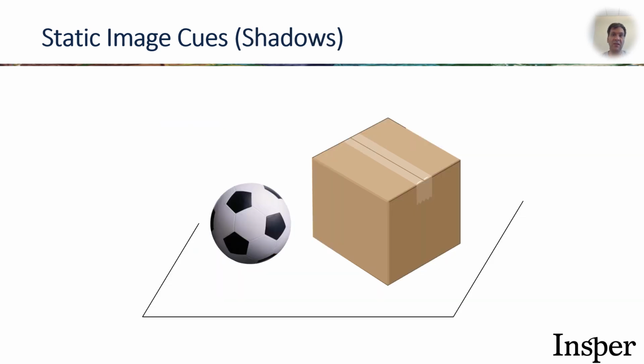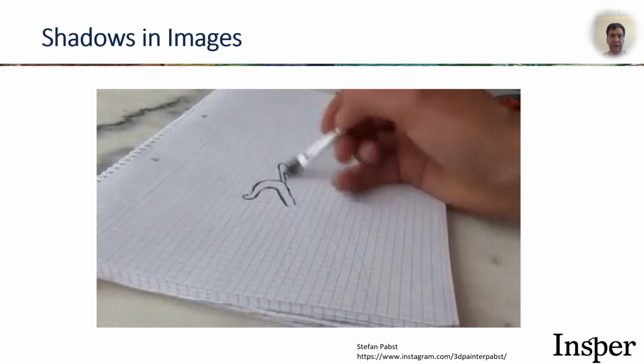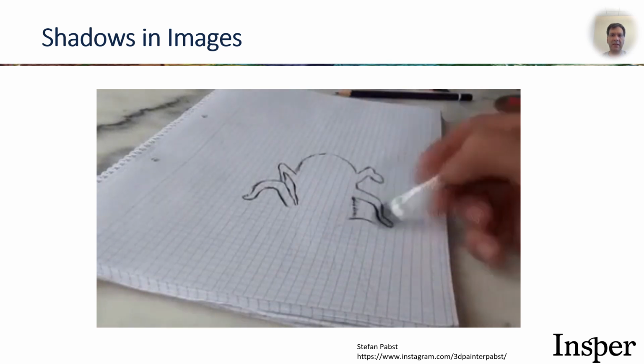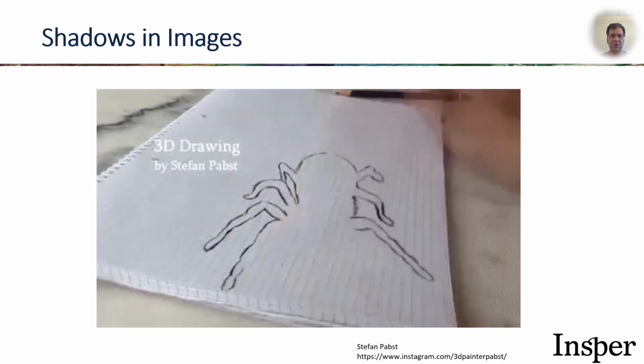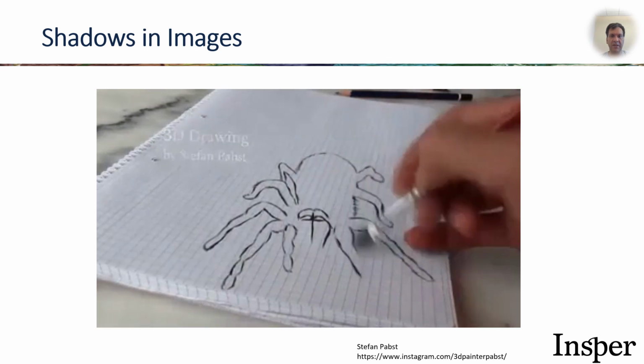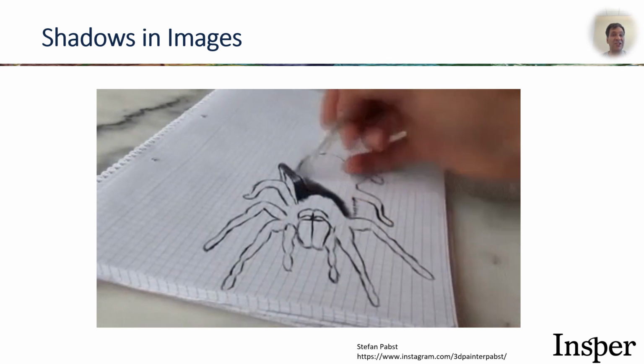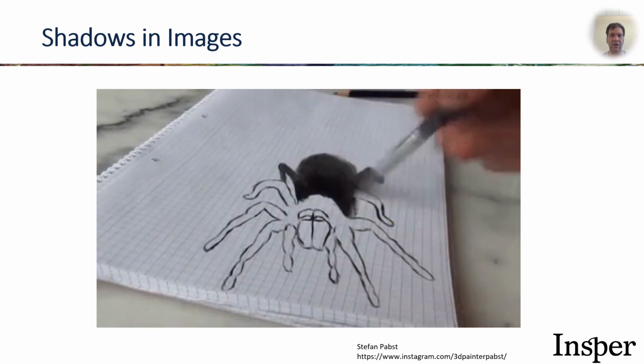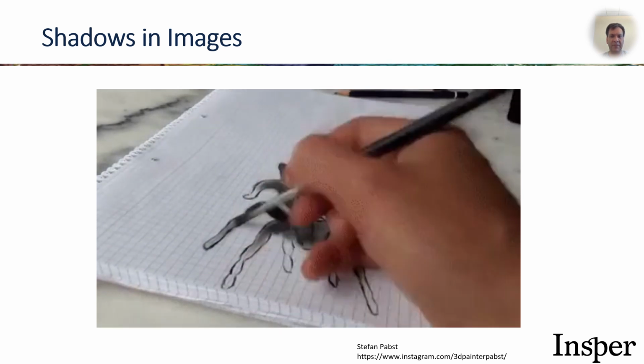Shadows also convey information about depth, and we use that all the time. That's why shadows are important in 3D games, especially in virtual reality games. Maybe you can't see the difference, but look at this next video. This video shows someone painting a spider, and the 3D perception of a spider comes to life when the person painting it begins to add shadows, showing the importance of shadows to the perception of depth.